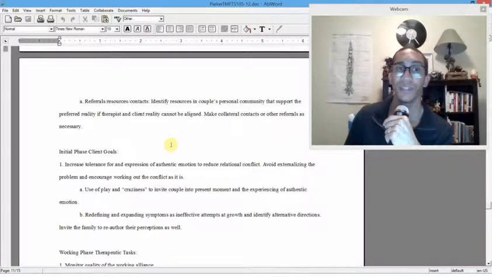Carl Whitaker, on the other hand, kind of works within that conflict and the symbol systems of that conflict to overcome that conflict. So I have to side with Whitaker on this one.